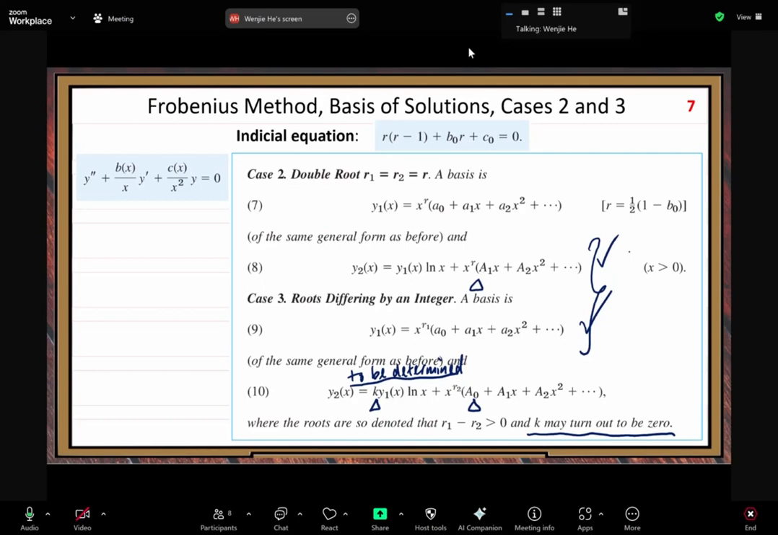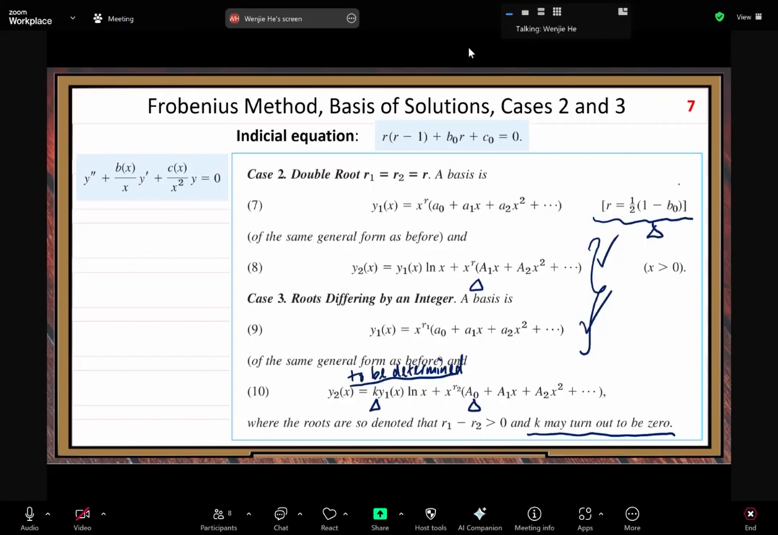Before we move to the next two examples, one thing, because we are in this slide, some information in this slide is needed. One is for case 2, R equals this, the relationship, okay? R equals that. So later I will refer to this formula.